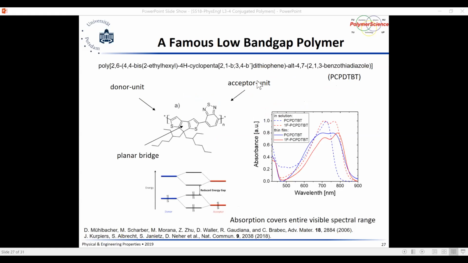Here's another example of a polymer that is often used in our field, PCPDTBT. Again, this is another donor-acceptor unit. Here is the acceptor unit, which is a benzothiadiazole unit. And here is the donor unit, which is essentially a thiophene, a dithiophene. And you have this attachment.